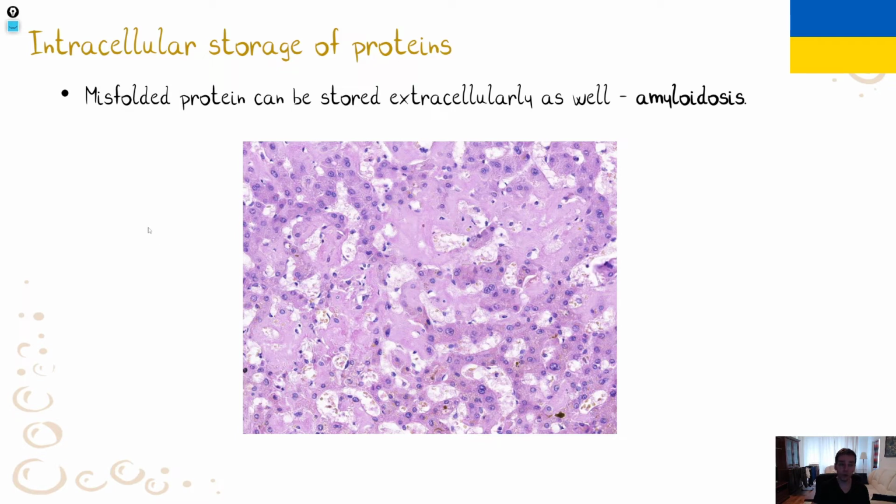As I mentioned before, the misfolded protein can also be stored extracellularly. A typical example is amyloidosis. You can see it here as those eosinophilic amorphous masses in the liver, and the hepatocytes are dying out in the amyloid. But amyloidosis is a different topic, and we won't cover amyloidosis today.